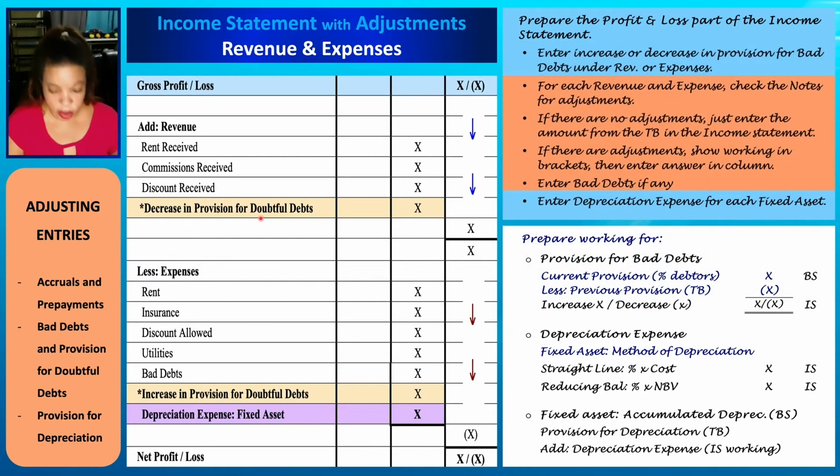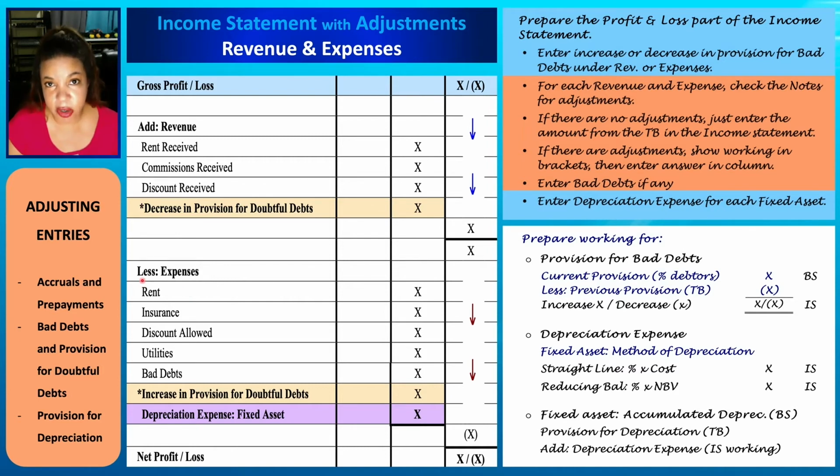And then, of course, we have the accruals and prepayments, where we have just done that, where you check, or you identify your revenue, like rent received, commissions received, discount received. If there's an accrual, you add it to the amount in the trial balance. If there's a prepayment, you minus it from the amount in the trial balance, and you put the answers in the middle column. Then the same thing for expenses.